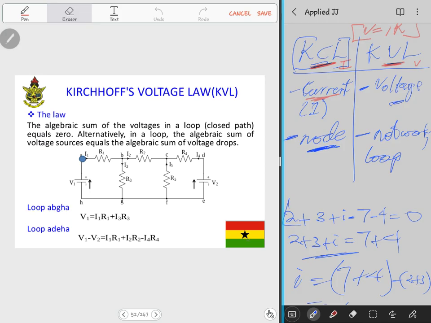So this one again, the algebraic sum of voltages. So you see, of voltages. So the voltages are the interest, and what are we looking at? Loops, a closed path, or network equals 0. So that's what it means. It's just the same thing.